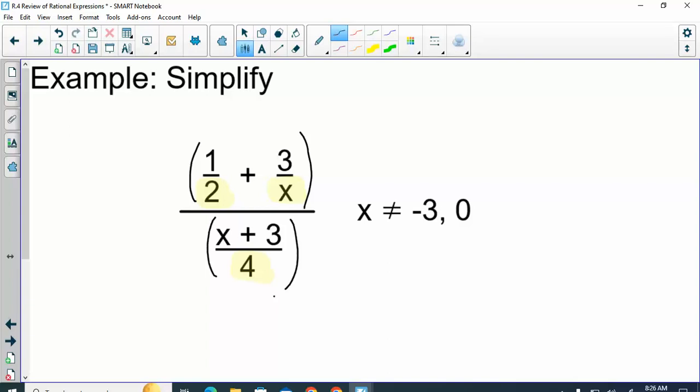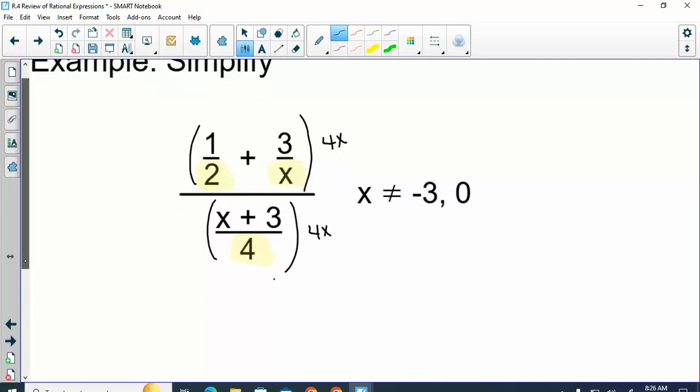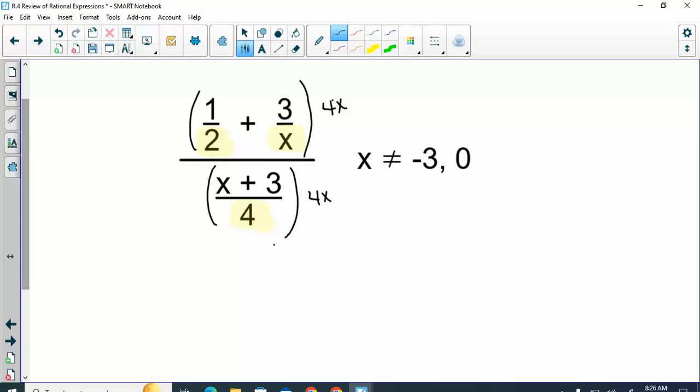So 2 and 4, we know if I multiply by 4, that would cancel both of those. And since we have an x, we need an x. So I'm taking the numerator and denominator of this big fraction times a 4x. Now we distribute that. So 1/2 times 4x, 2x. 3 divided by x times 4x.